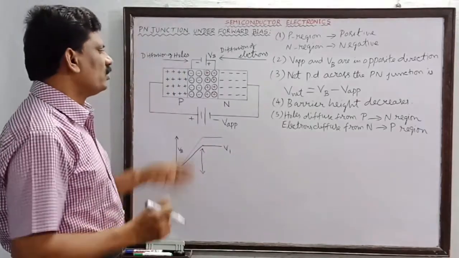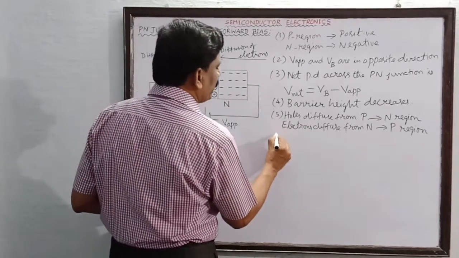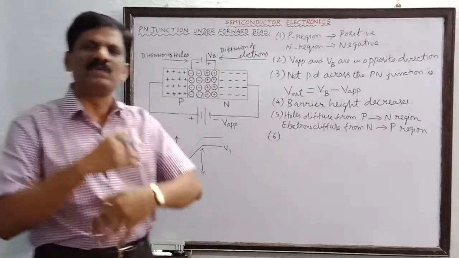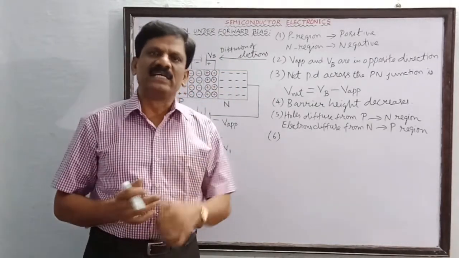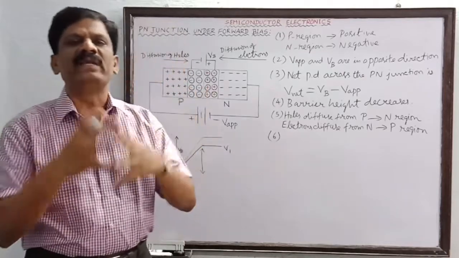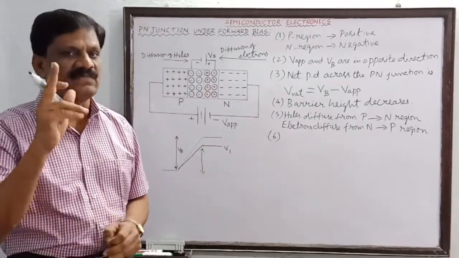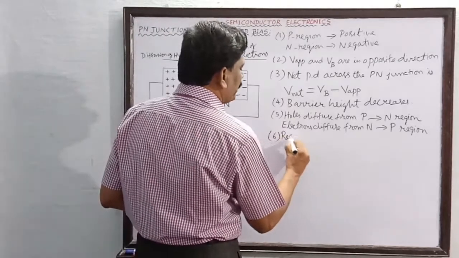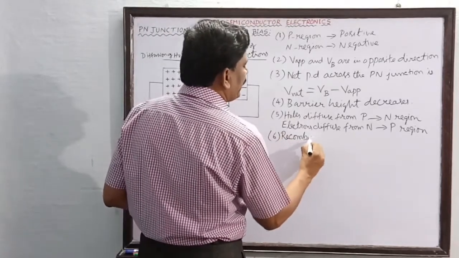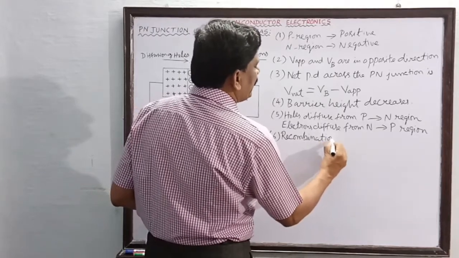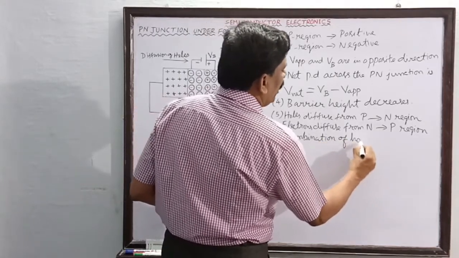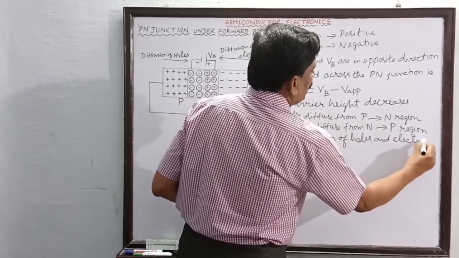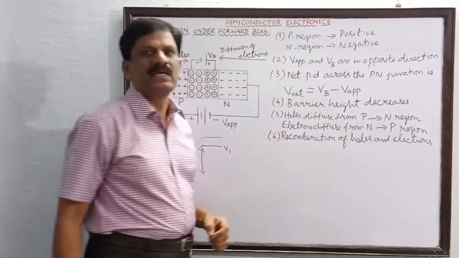Now during this diffusion, what will happen? Since the electrons and the holes diffuse in opposite directions across the junction, there is a chance for recombination of the holes and the electrons. This is a very important term, understand? So recombination due to diffusion, the next immediate following process is recombination of holes and electrons. So what do you mean by recombination?